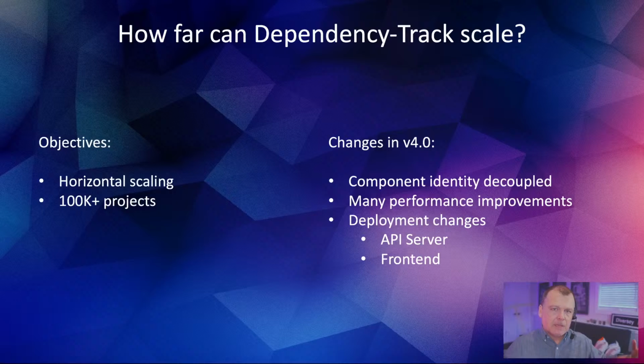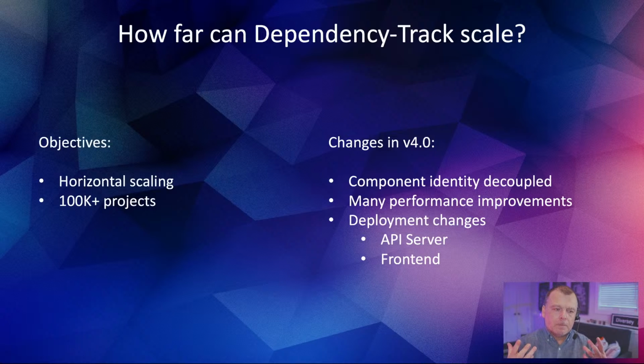So how can we scale this out? How can we horizontally scale Dependency-Track to be able to do all these more organization-wide types of things? Ideally, I'd love to see Dependency-Track reach over 100,000 projects, right? That should really be the goal. There are some changes in 4.0 that are positioning it to make this happen. It's not going to make it happen by itself. There are going to be other changes that will need to be done in order to meet these objectives.